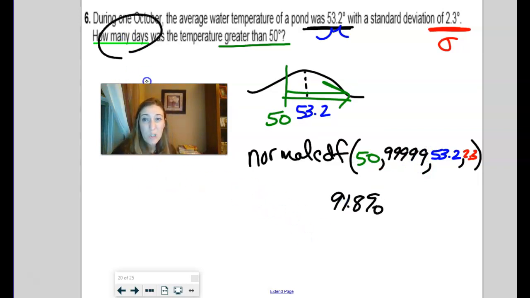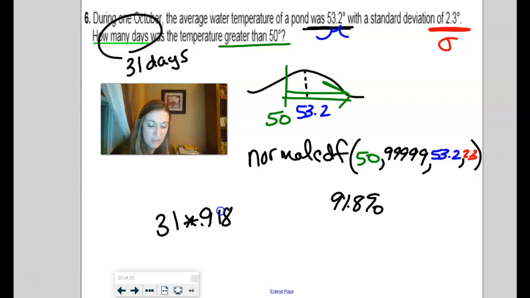So how many days in October? That would be 31 days, right? Do a little song in your head. Yep, October has 31 days. So 31 times 0.918. And again, this is an ish answer. It's about 28 days.